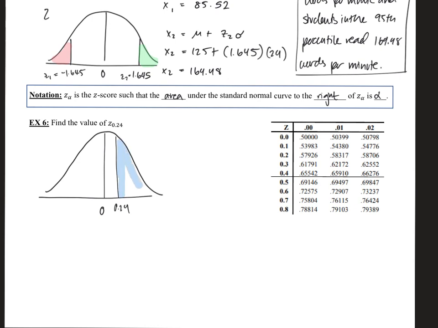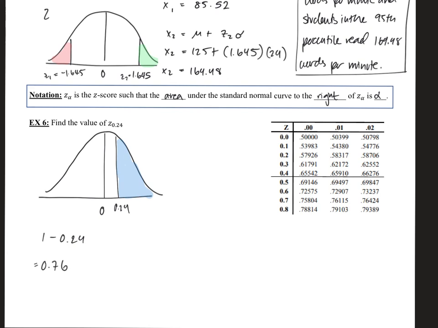Now, how would we find this? Well, we know with our table that we're given, these are all areas to the left. So how would we figure this out? Well, if we subtract from 1, the whole area, the 0.24, we could find out the area to the left. So subtracting away, what do we get? We get 0.76. That means that the area to the left would be 0.76. So let's go ahead and search our chart for 0.76.